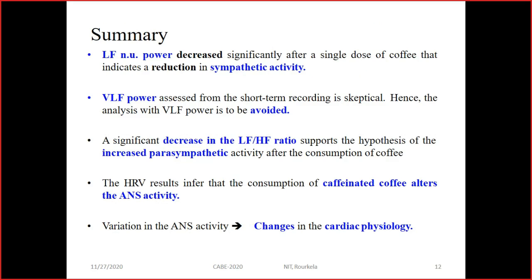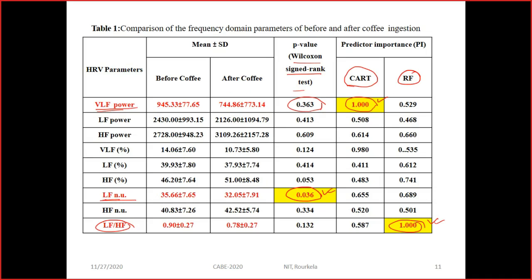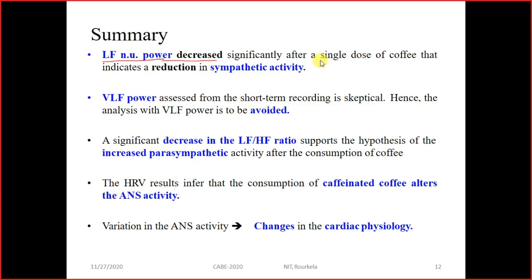Okay, so we have found that LF nu power has decreased post coffee consumption. It was 945 and it has become 744. So it has decreased after a single dose of coffee, which indicates a reduction in the sympathetic activity.